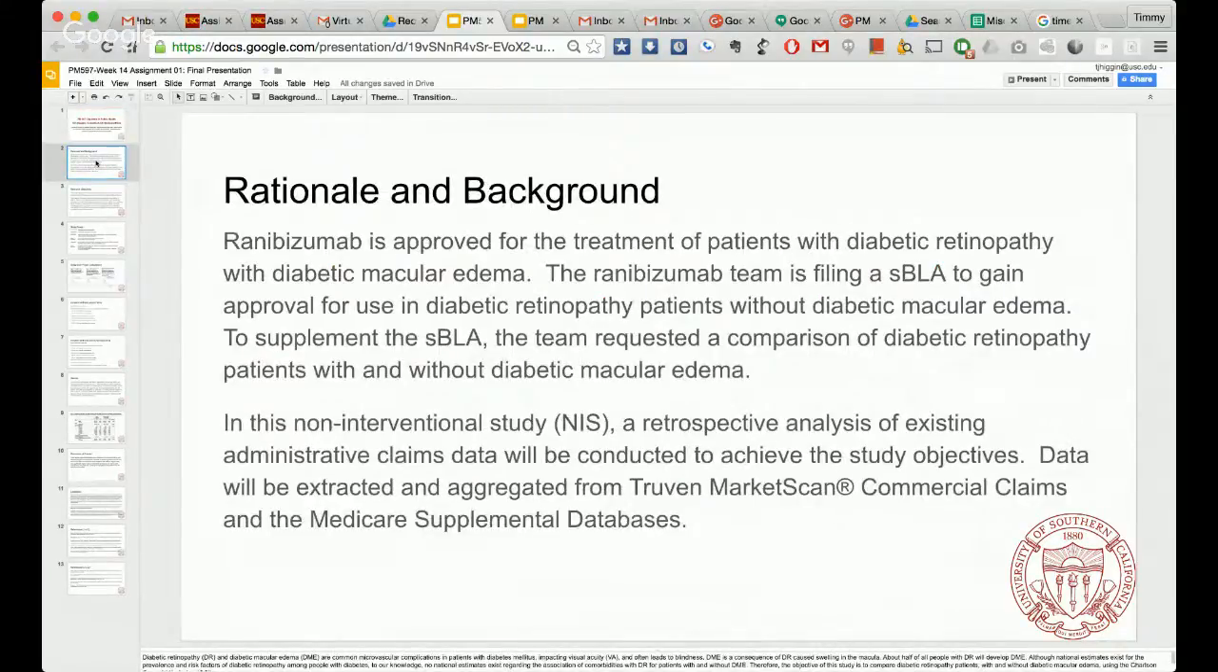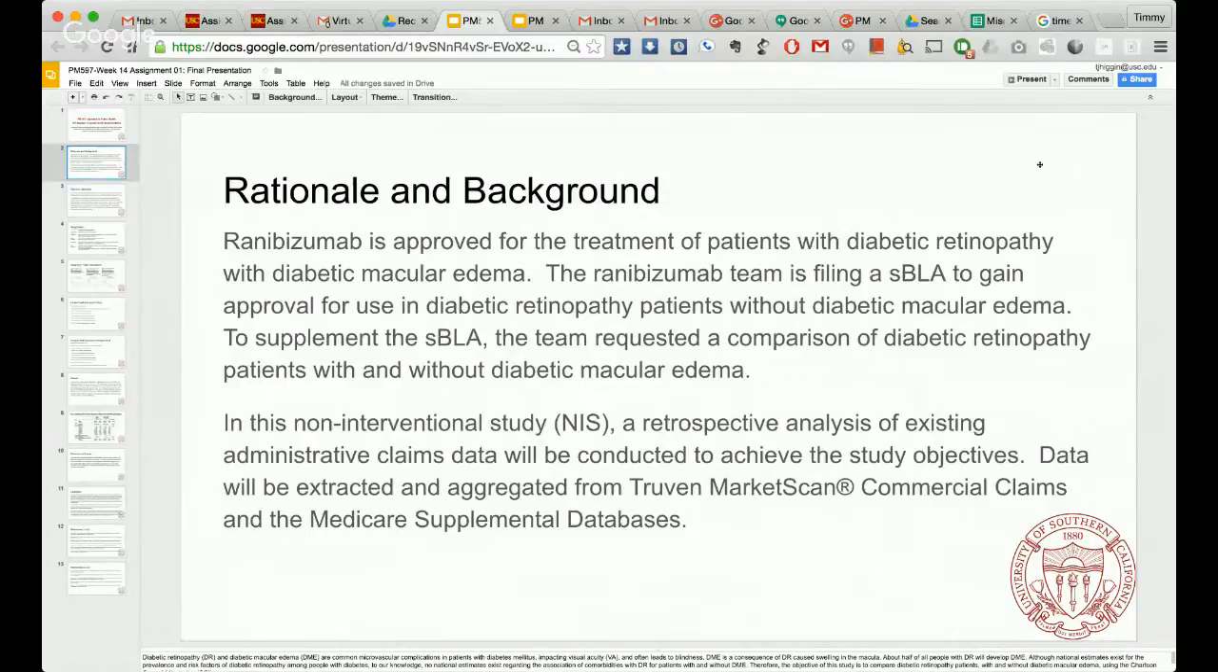The purpose of this project was to study ranibizumab, which is Lucentis. At the moment, it's currently indicated for the treatment of patients with diabetic retinopathy without DME. The ranibizumab team is filing a supplemental biologics license agreement to the FDA to gain approval for DR patients without diabetic macular edema.